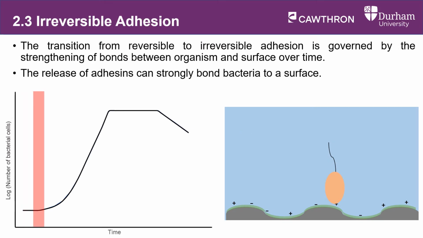Adhesion transitions from reversible to irreversible when adhesins are released. Adhesins strengthen the bonds between the organism and the surface, whereas the reversible attachment is fundamentally controlled by physical forces such as van der Waals and electrostatic interactions. Irreversible attachment is controlled by much stronger chemical interactions. The strength of the attachment is governed by the material's chemical and physical properties.